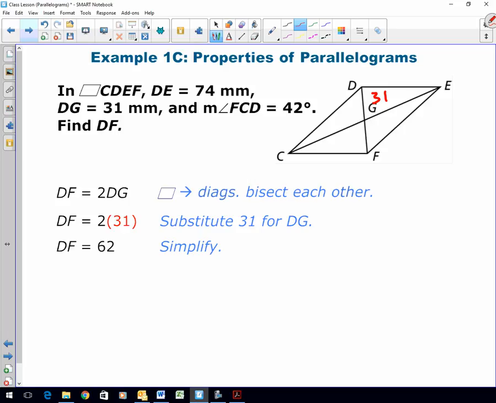No, Douglas, you cut something in half, you're cutting it into two congruent equal parts. So 31 is here, how much is down here in G to F? 31. Now, how much is in the whole thing, DF? Twice that, 62. Okay? That's what it means when it says the diagonals bisect each other.